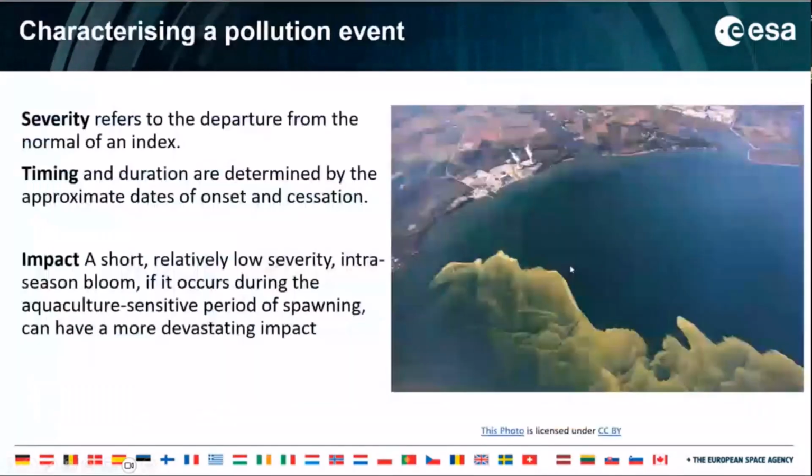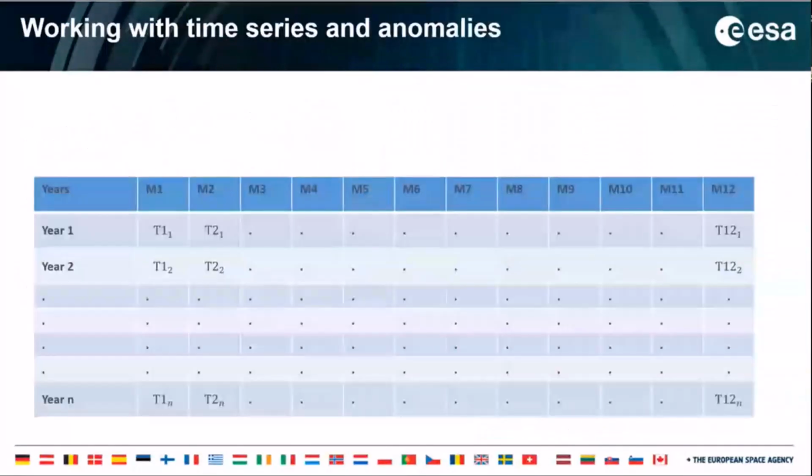So how can we go from an index like the normalized difference chlorophyll index to something that could describe the severity, the timing, and the impact of, for instance, an algae bloom? We have to work with time series and anomalies. And this is very important. I will show you a few examples of how easy it becomes when you take those spectral indices and process them further into anomalies and monthly climatology.